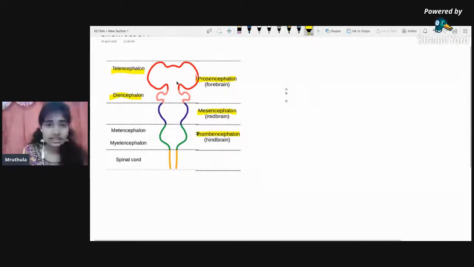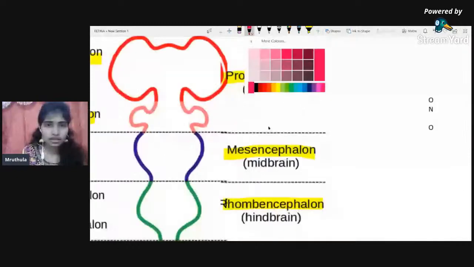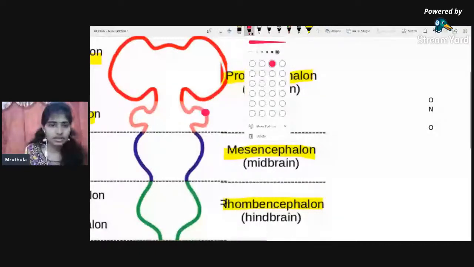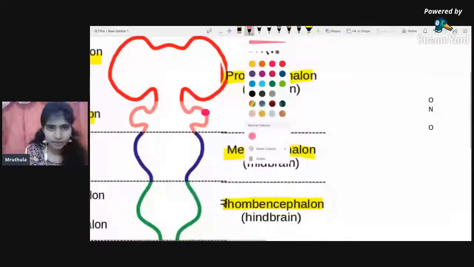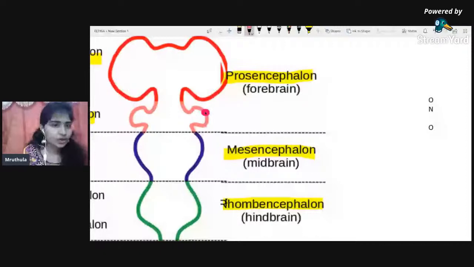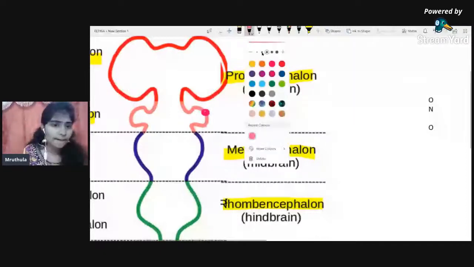This pink color lobe is the diencephalon. From this pink color lobe, we are going to see how this retina is developing. The first part that protrudes from the diencephalon is called the vesicle, the optic vesicle.